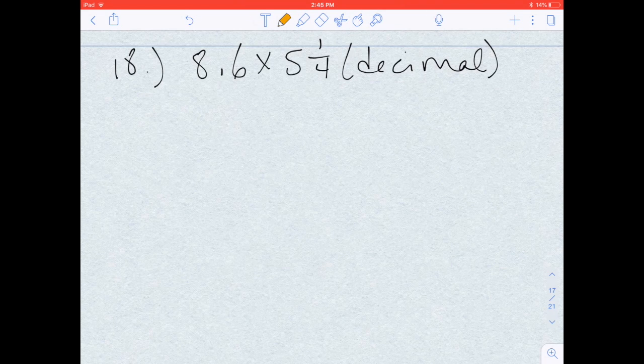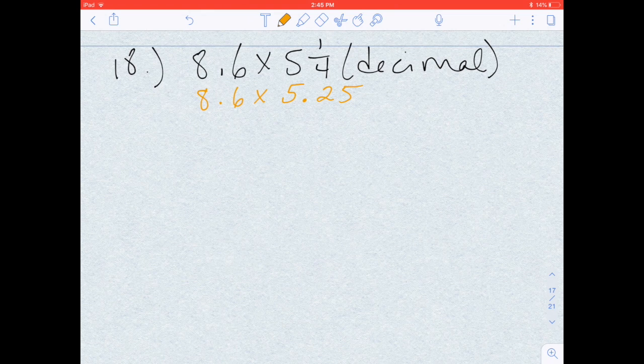For number 18, they asked me to multiply 8.6 times 5 1/4 and put my answer in decimal form. So I think the easiest way to go about this is to just go ahead and put that 5 1/4 in decimal form to begin with. So 8.6 times 5.25.